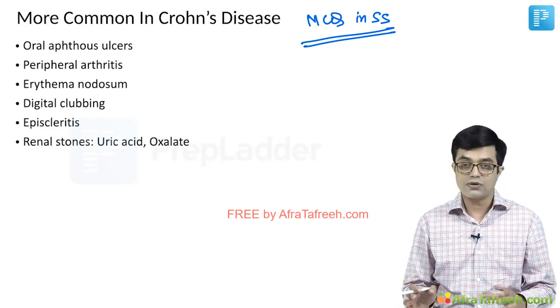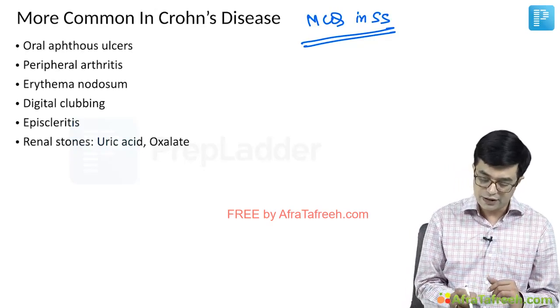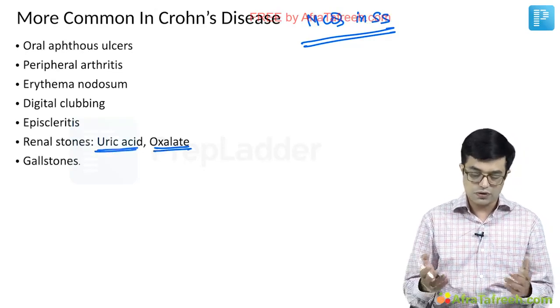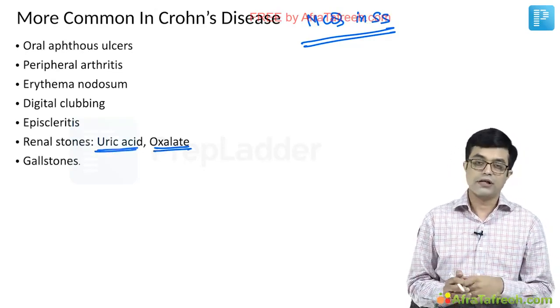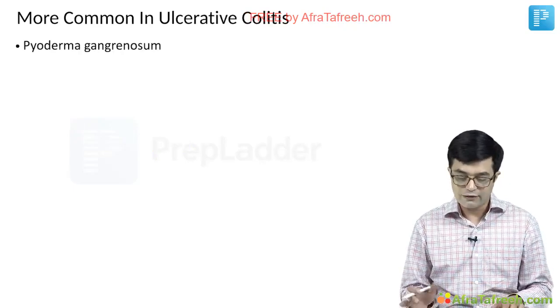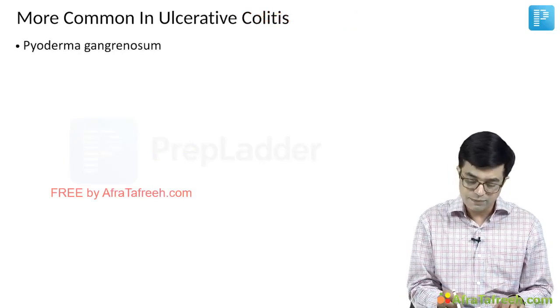Renal stones and gallstones are more common in Crohn's disease. The type of renal stones seen are uric acid and oxalate stones. So gallstones also are more common in Crohn's disease. Moving towards ulcerative colitis, the things which are more common in ulcerative colitis include pyoderma gangrenosum.